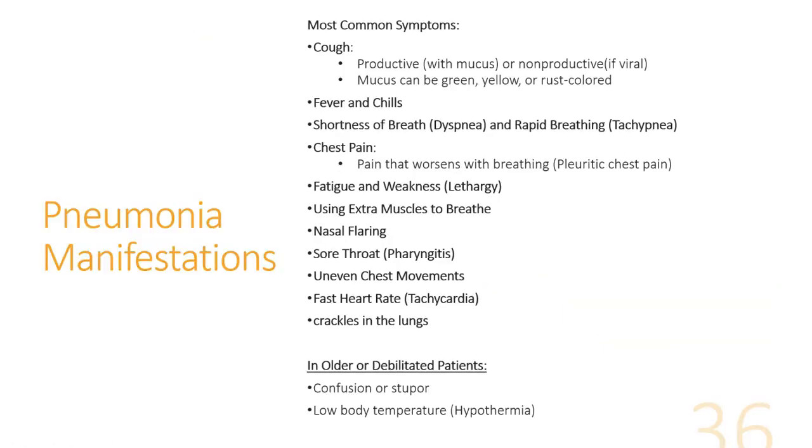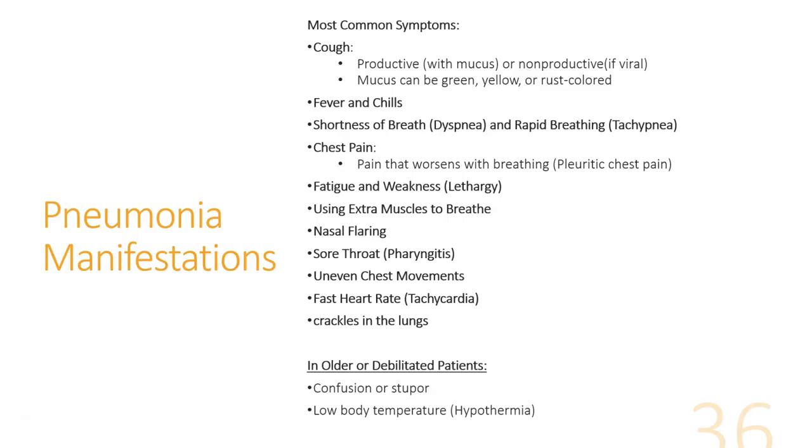All right, so what type of signs and symptoms are you going to see? Well, number one is a cough. It can either be productive, where we're producing mucus, or non-productive. And the color of the mucus can actually give us a little bit of a clue in terms of what type of infection is happening. If it's green or yellow, it can suggest a bacterial infection. But if it's a rusty color, it could indicate something more severe is happening, a more severe infection, or even blood.